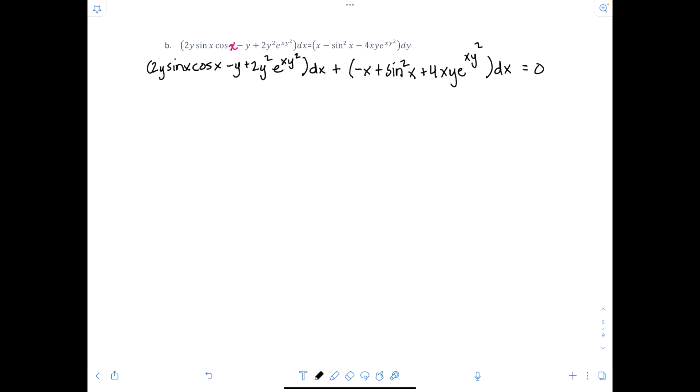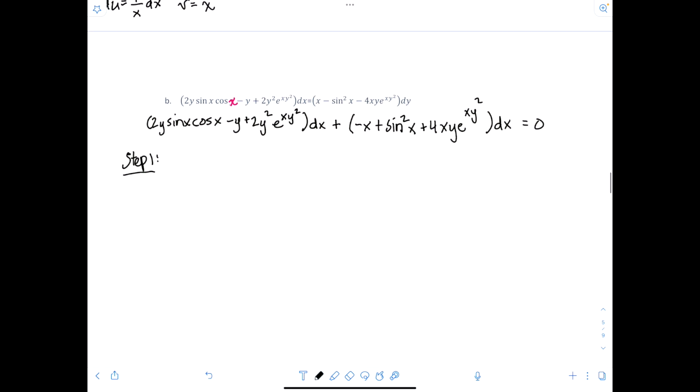All right, so step 1, we have to make sure we can do this, right? So step 1, let's figure out what all our stuff is and make sure that dM/dy equals dN/dx. So here, actually I'll put our list over here.